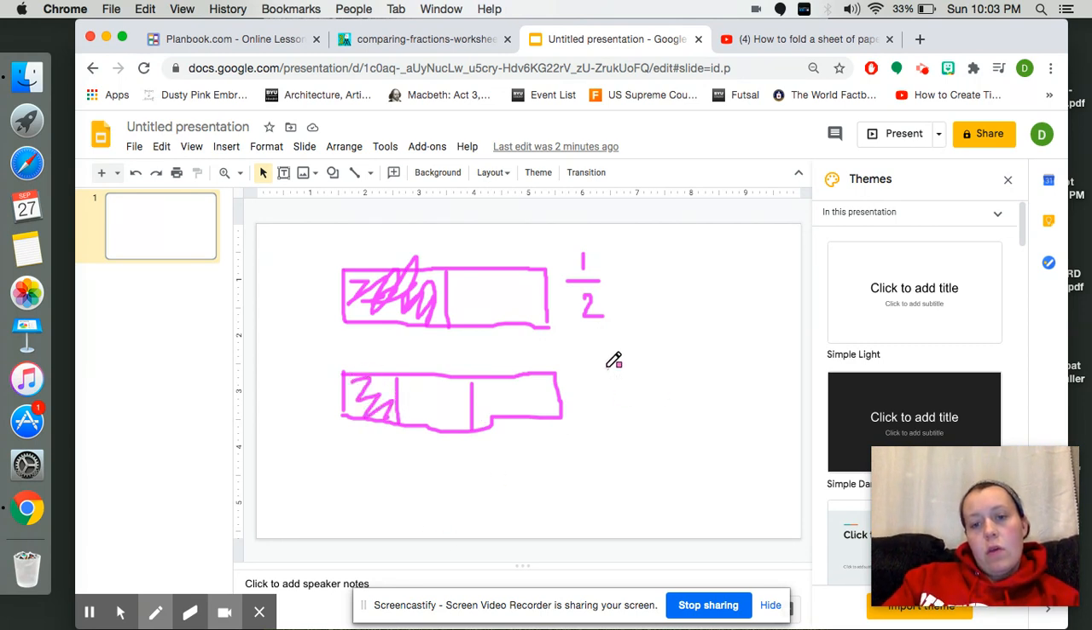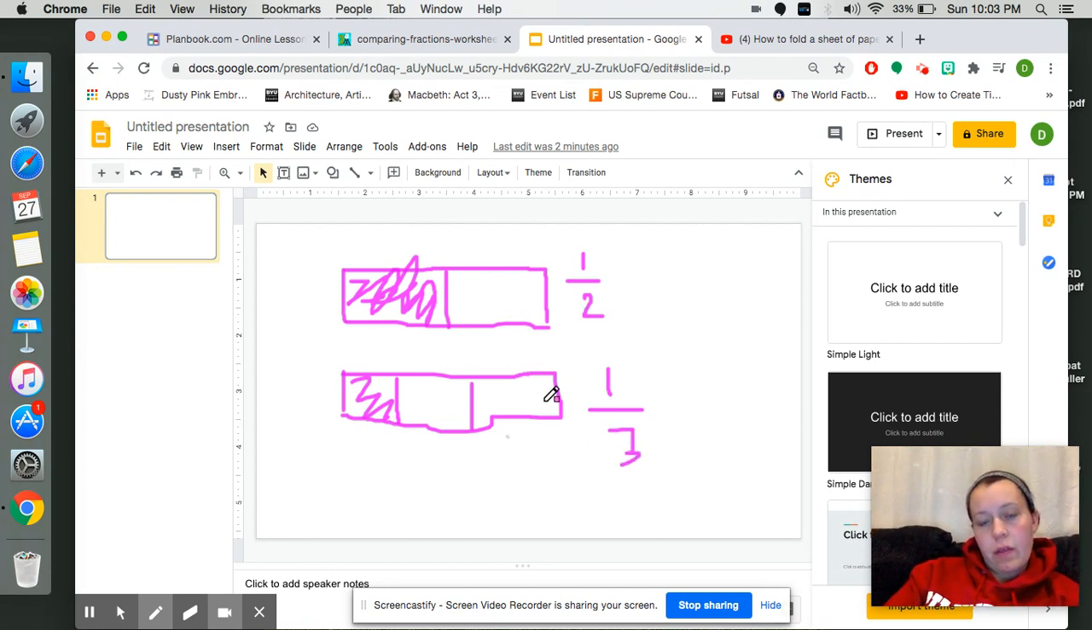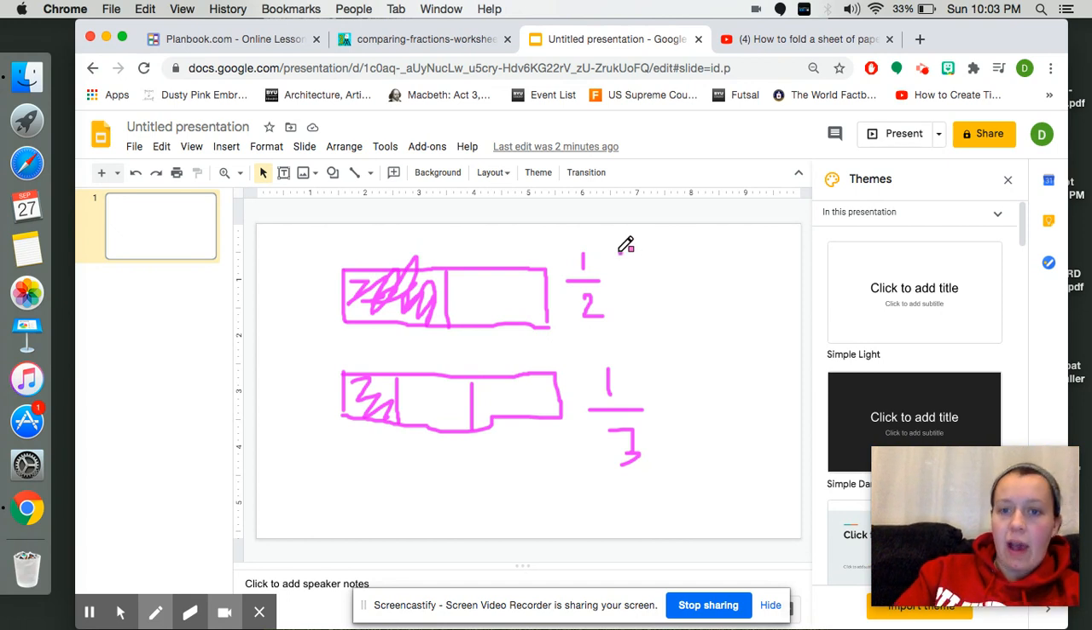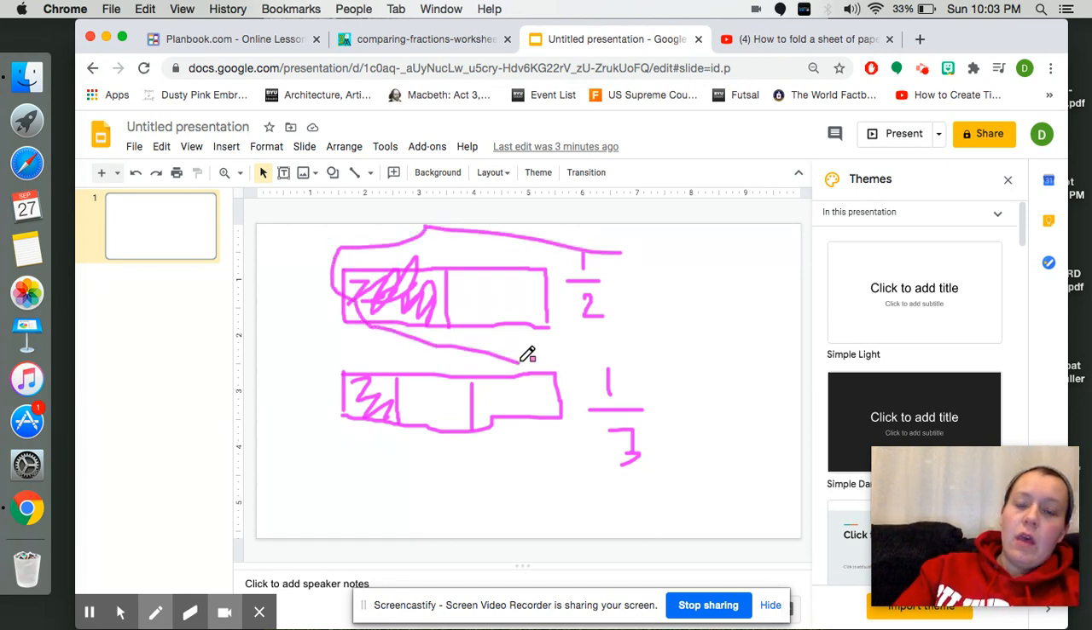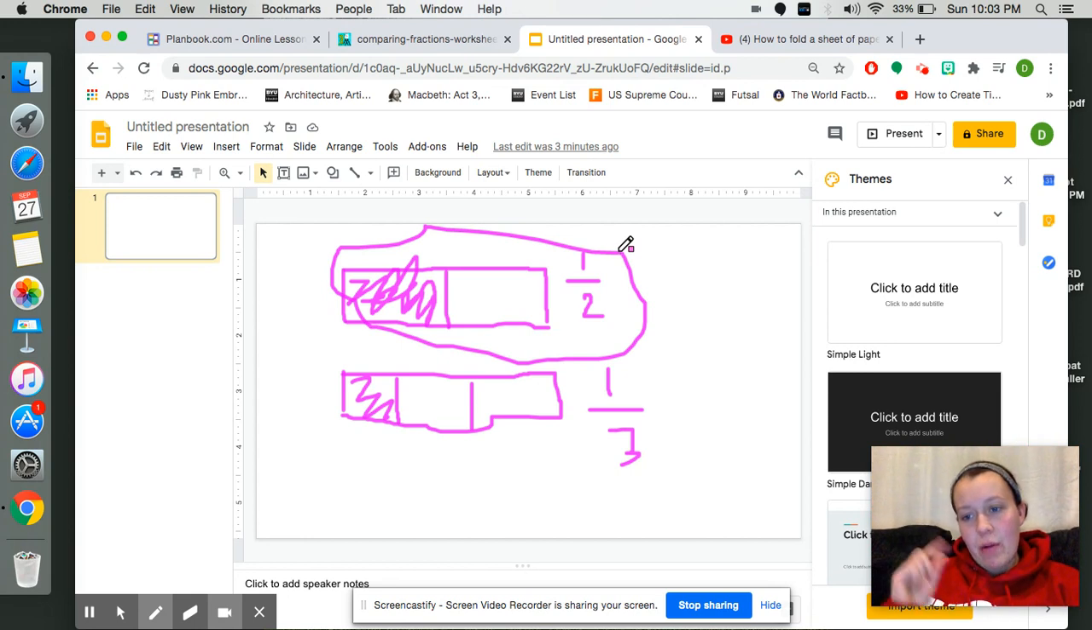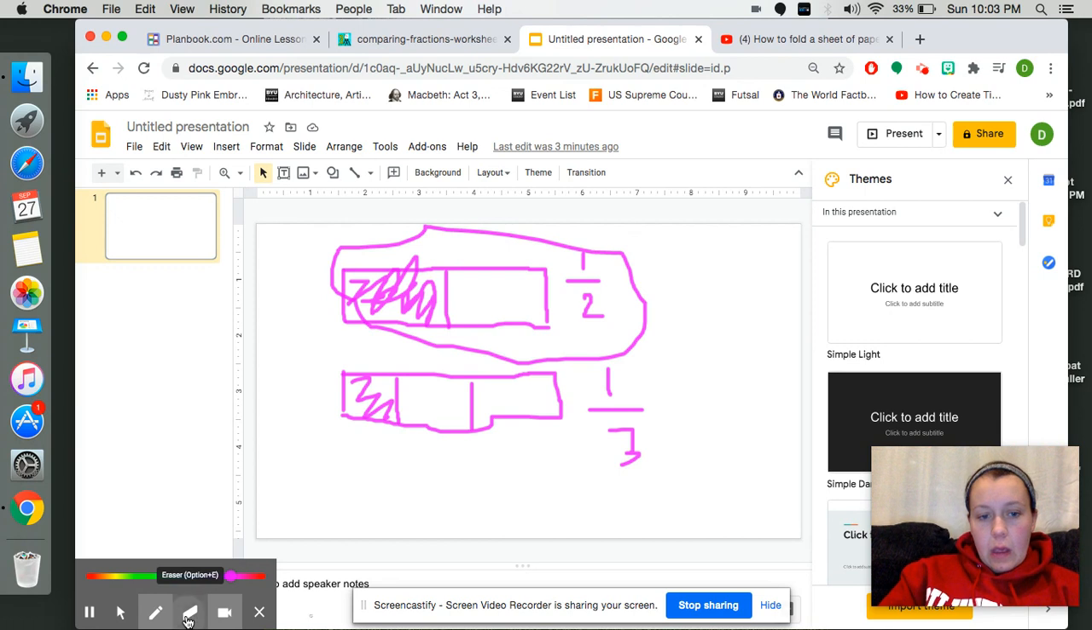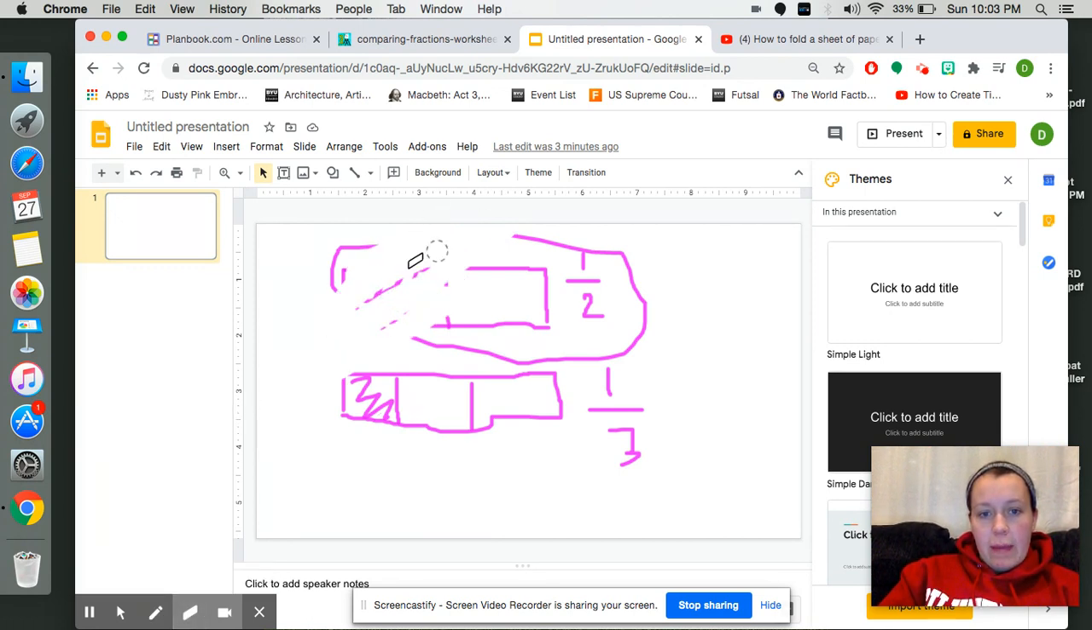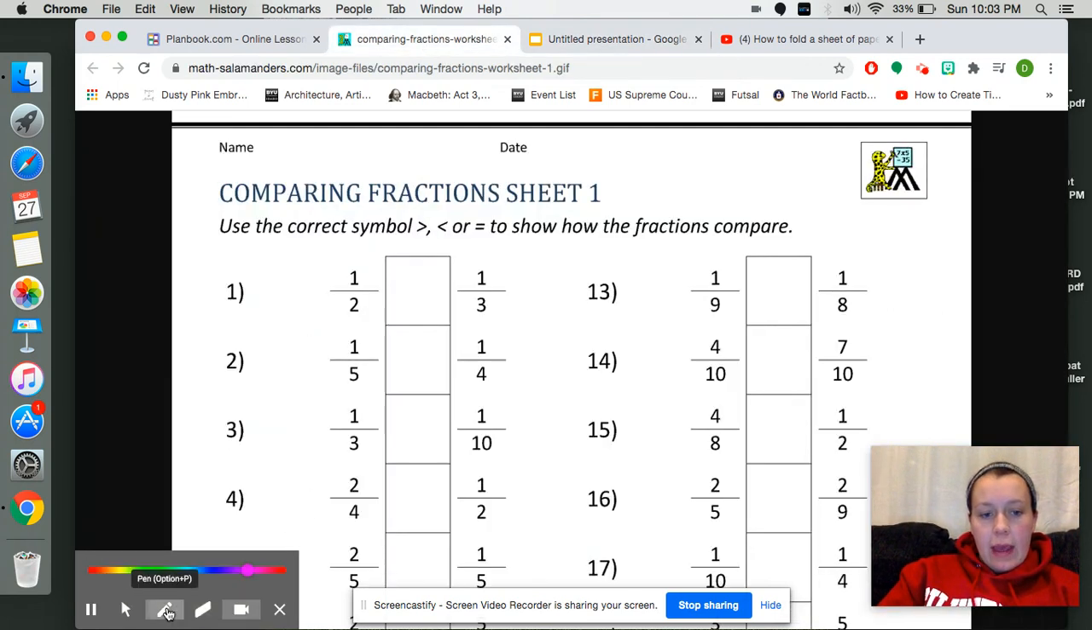All right, so I have 1/2 on top and 1/3. Looking at this right now, I know that 1/2 is a bigger piece. And that makes sense to me because I would rather share a candy bar with 2 people than 3, because I would get a bigger piece. So that is the first one. I would go back to my assignment and I would write, alligator eats the bigger part, and I would say 1/2 is greater than 1/3.